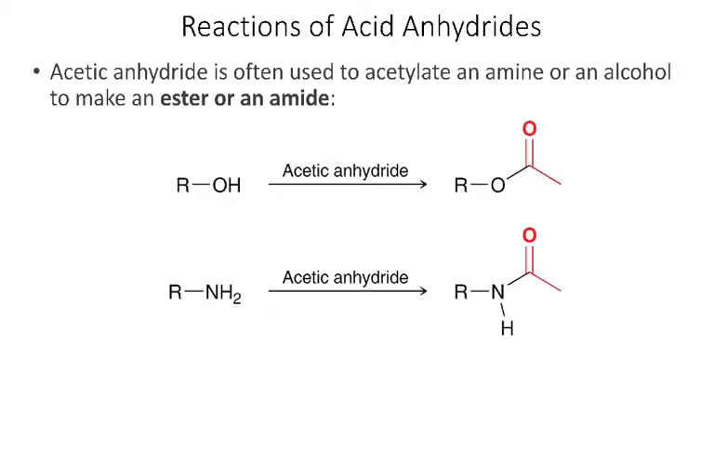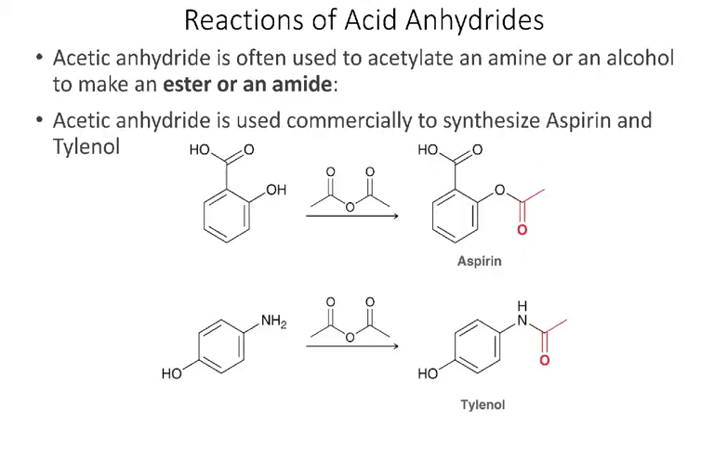And so most of the practical reactions of acid anhydrides involve using acetic anhydride. And so because it's easy to recycle it, I can just get the anhydride back by heating up the waste product that is the acetic acid. It's often used to make esters and amides. And two specific examples of where this is used in industry is in the production of aspirin and Tylenol. So here we have the alcoholysis of our acid anhydride to form aspirin. Here we have the aminolysis of our acetic anhydride to form Tylenol.